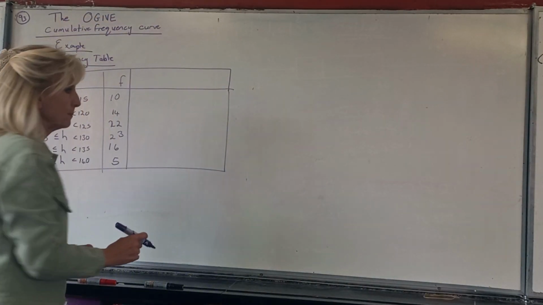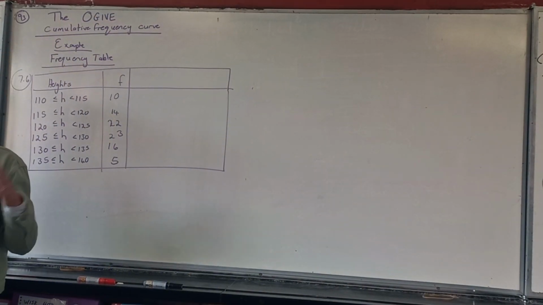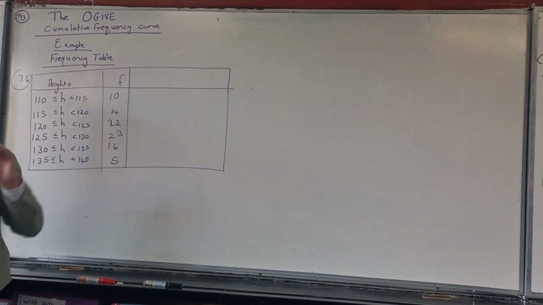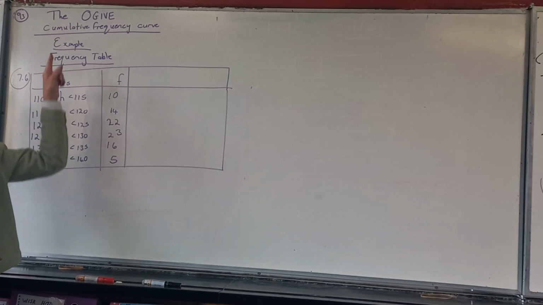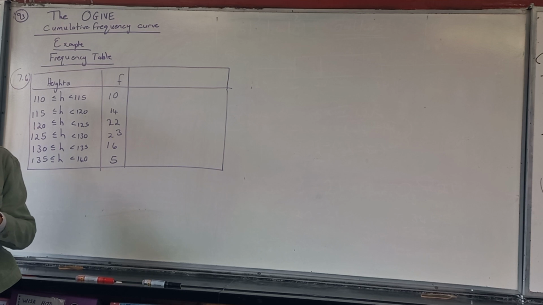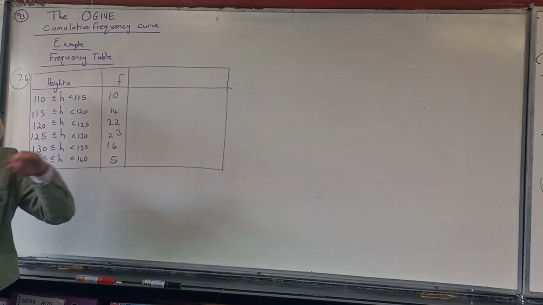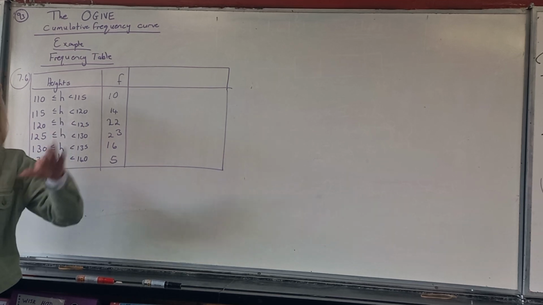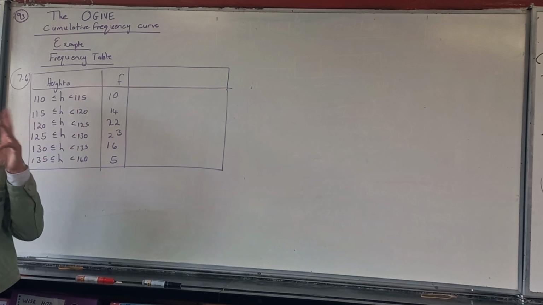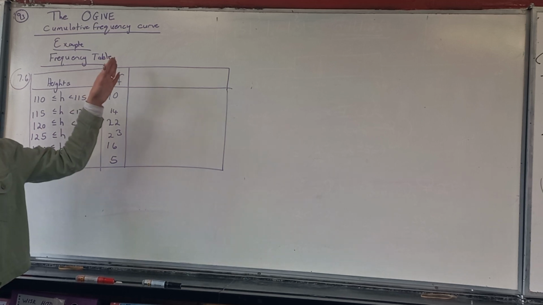Maybe the most important part of grade 11 data handling is the sketch of the ogive. The ogive is actually a cumulative frequency curve or graph. A curve normally isn't a straight line. The parabola is a curve, the hyperbola is a curve, exponential graphs are curves. A straight line is technically also under the curves, but it's not a curve, it's a straight line. So we're going to be looking at a curve.